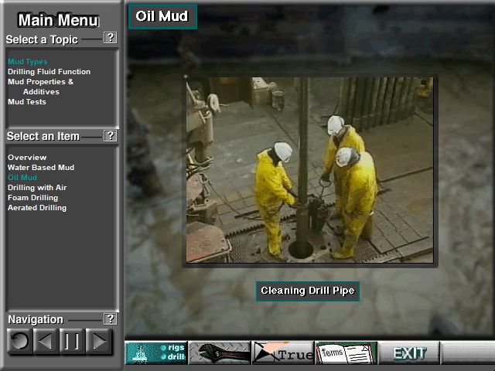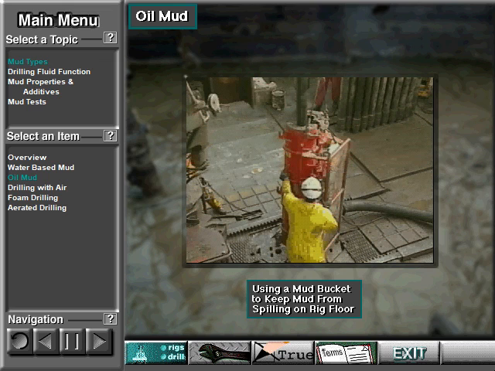However, it is harder for the crew to work with because it can create slippery conditions, and environmental precautions must be used. From an environmental standpoint, mud with oil is more difficult to handle because the oil clings to the drill cuttings. The oil must be cleaned off the cuttings before they are disposed of.